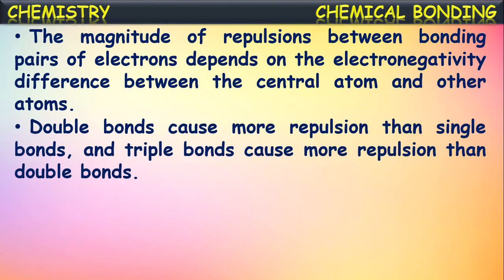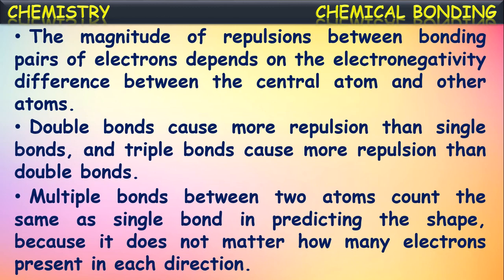Double bonds cause more repulsion than single bonds, and triple bonds cause more repulsion than double bonds. This is one order we have to consider while predicting the shape of the molecule. A single bond has less repulsion than a double bond, and a double bond has less repulsion than a triple bond. So a triple bond will repel the remaining pairs of electrons more than double bonds and single bonds.